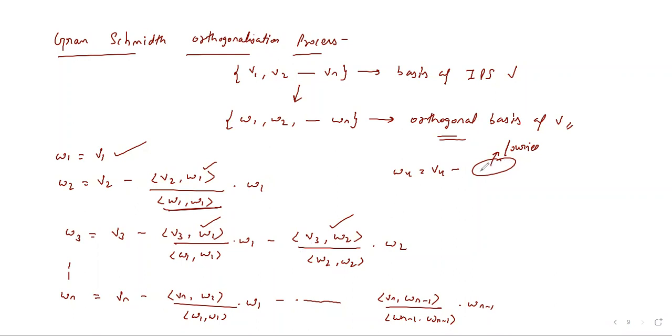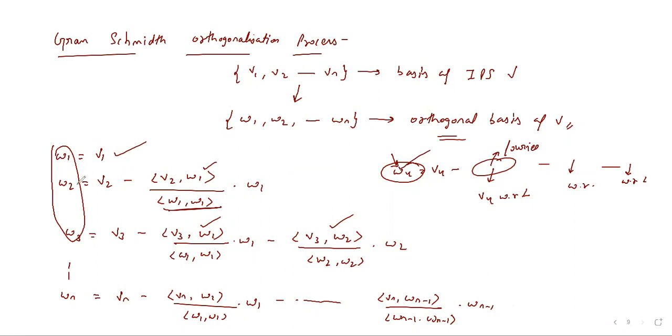So for W4 it would be the Fourier coefficient of V4 with respect to W1, similarly with respect to W2 and with respect to W3. That is, if we are trying to find W4, then the other three vectors would be considered. We are going to find the Fourier coefficient for each of these three vectors and subtract those from V4. So that's what the orthogonalization process is.